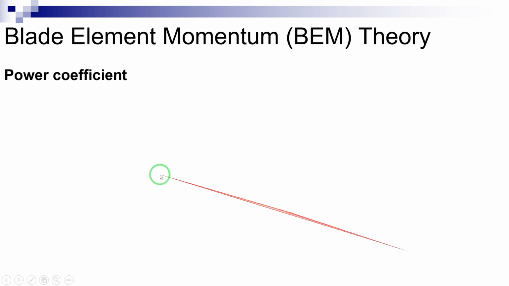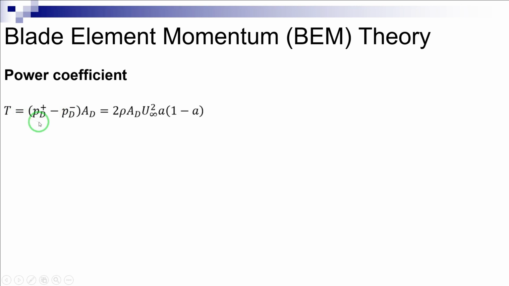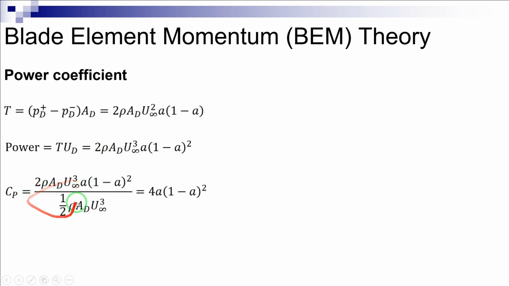Power coefficient. To calculate the force in the air, one can write this equation: thrust force equals the pressure difference times the actuator disk area. Based on this force, the power extracted from the air can be calculated as shown here: the thrust force times the velocity at the disk, where a power coefficient can be defined using this equation. Here note that the denominator represents the power available in the air, so the power coefficient is defined in terms of the axial induction factor.